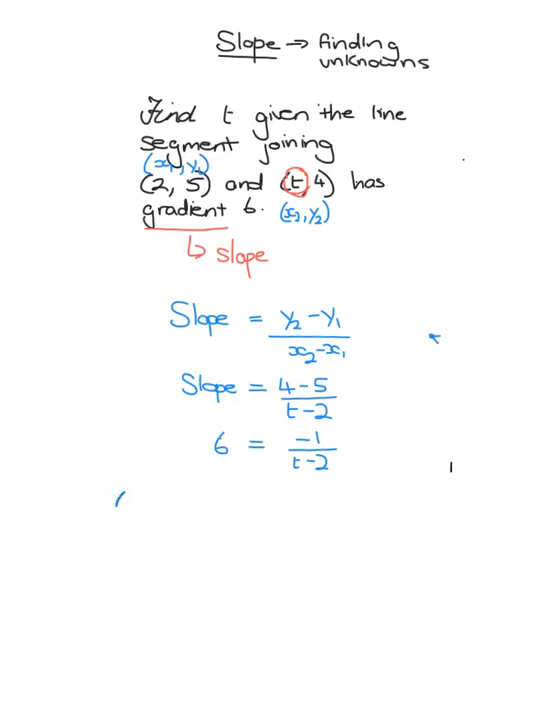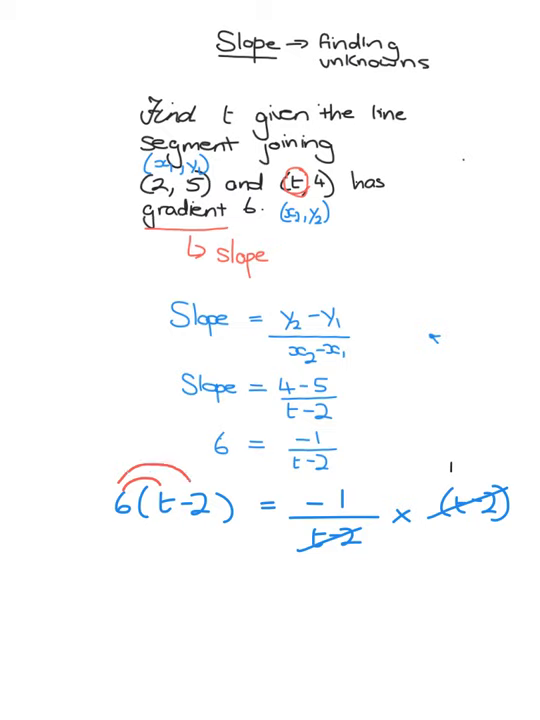To get t on its own, we need to multiply both sides by t take 2. Because if we multiply both sides by t take 2, we'll be able to remove t from the denominator. So I'm going to multiply both sides by t take 2 and cancel the t take 2's. Then I'm going to expand through. Remember that by expanding, I'm multiplying each term inside the bracket by the number outside. And I'm going to get 6t, 6 times t is 6t, and 6 times -2 is -12 equals -1.